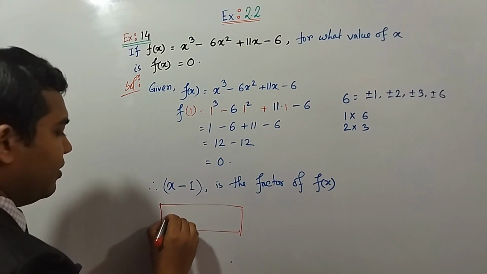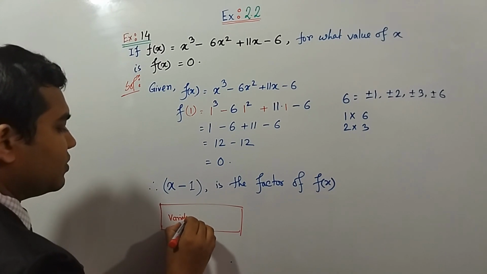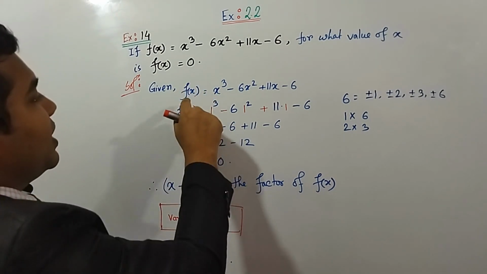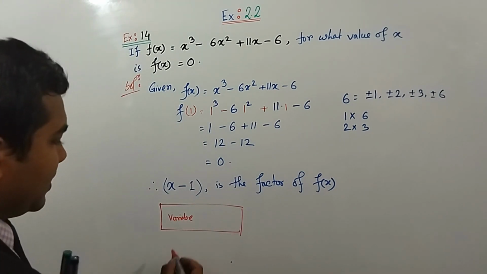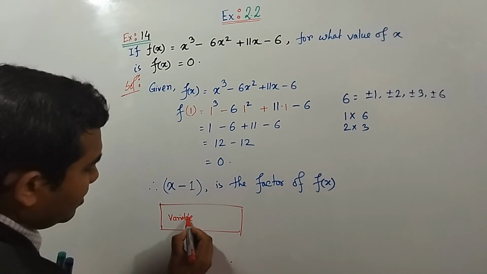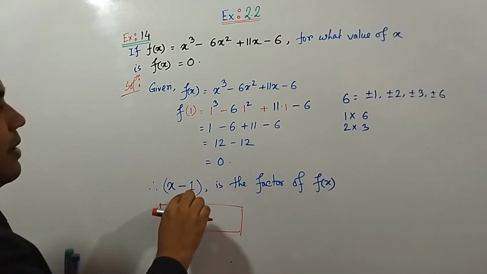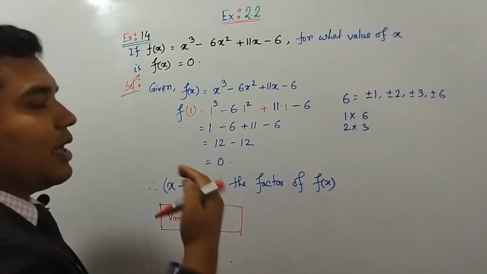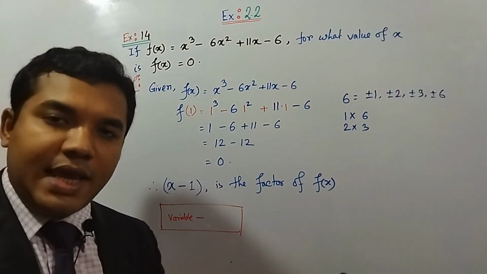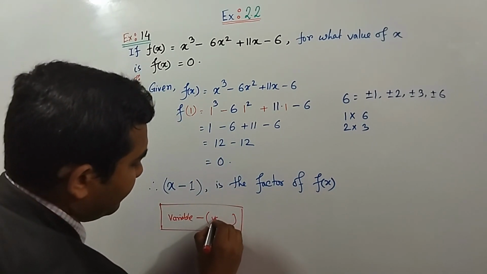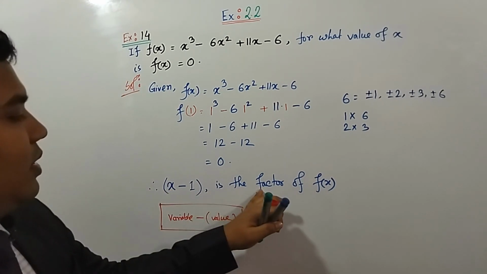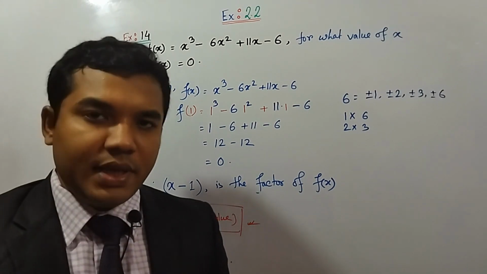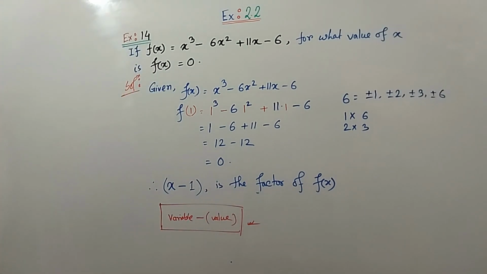Here is the variable. That means whichever function it is, it can be a function of y or something like that. That is called the variable. Variable minus the value. This value can be plus 1, minus 1, plus 2, minus 2. So variable minus value is the formula to find a factor of f of x. Clear? Okay. Now we will go for the second part of this math.